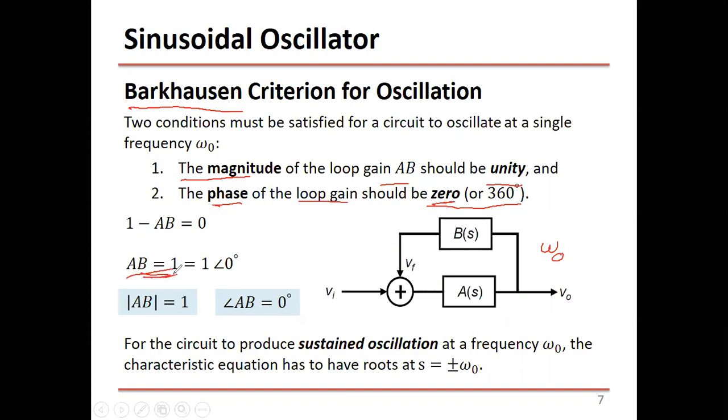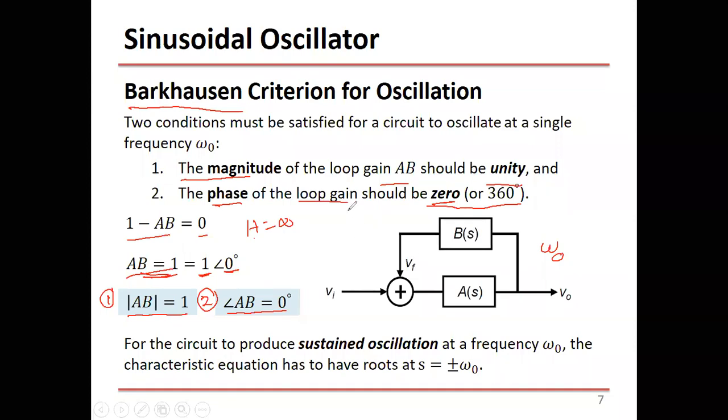As we mentioned before, when AB equals 1, that means H equals infinity, because 1 minus AB should be 0, and H is A divided by 1 minus AB, so this is going to be infinity. To have AB equal to 1, its magnitude is 1 and the phase is 0. If you consider 1 as a complex number, it has a magnitude of 1 and a phase of 0. These are the two conditions that we use to check if a certain circuit could oscillate or not. If you cannot satisfy these two conditions, this circuit is not going to oscillate.